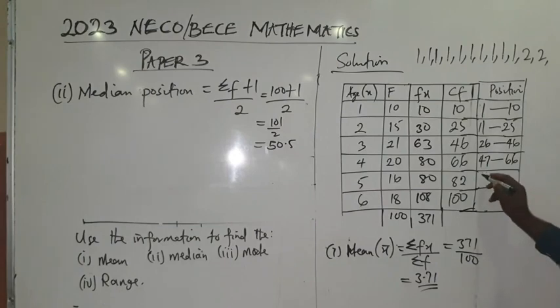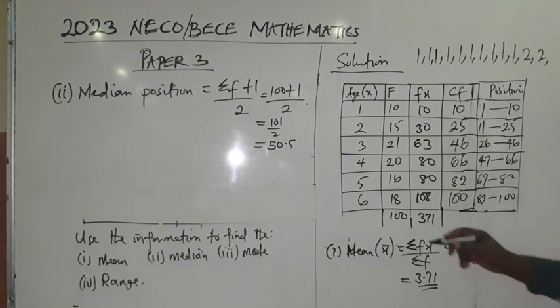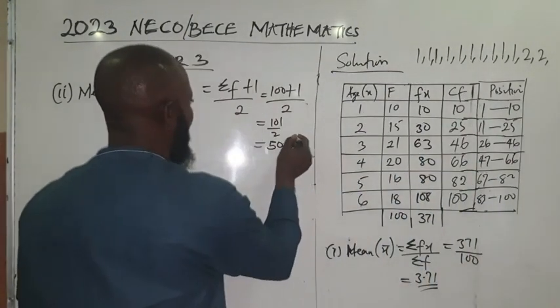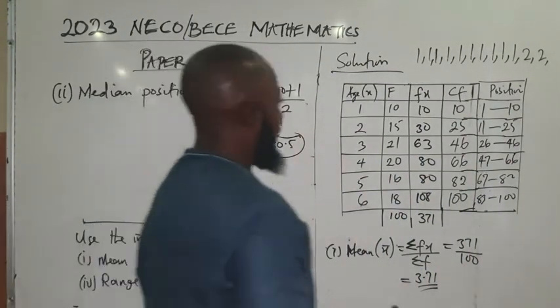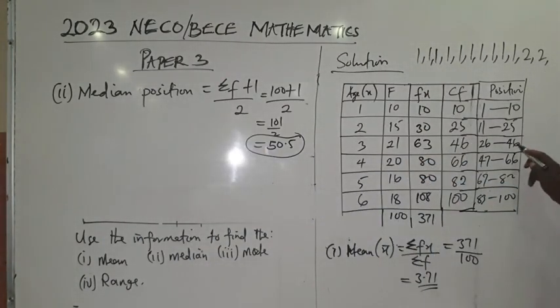So this one will be what? 67 to what? 82. Why this is 83 to what? To 100. So where are we looking for? We are looking for the 50.5 position. Where will that one fall? So this is 46 there. So 47 to 66. So 50 to 50.5 falls here.